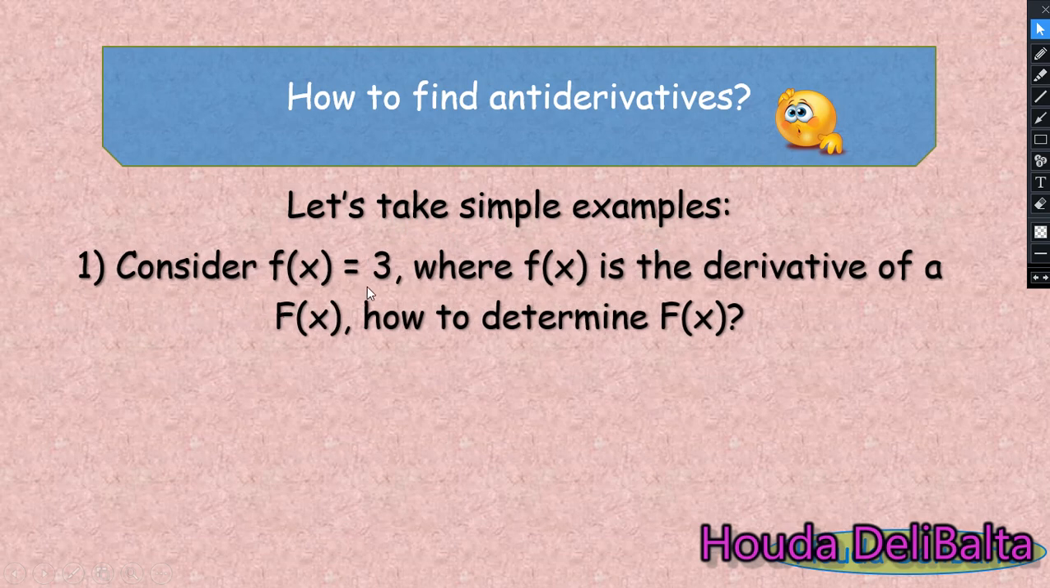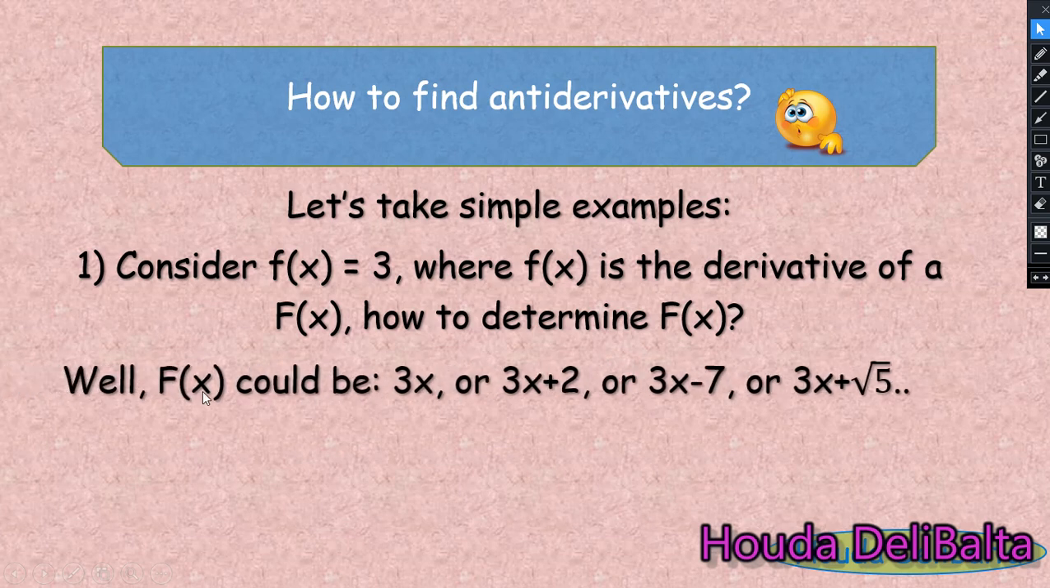f of x equals 3, where small f of x is the derivative of this capital F of x. Now, how to determine this capital F of x that we call, again, the antiderivative? Well, this capital F of x could be 3x, 3x plus 2, 3x minus 7, 3x plus radical 5, and more and more. Remember, I'm searching for a function whose derivative is 3.